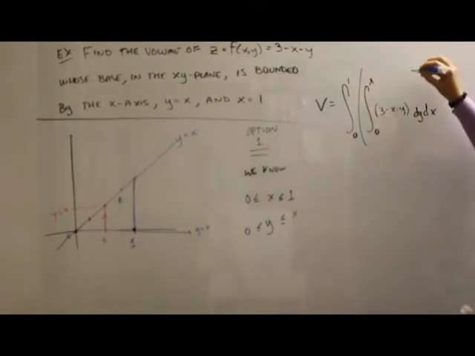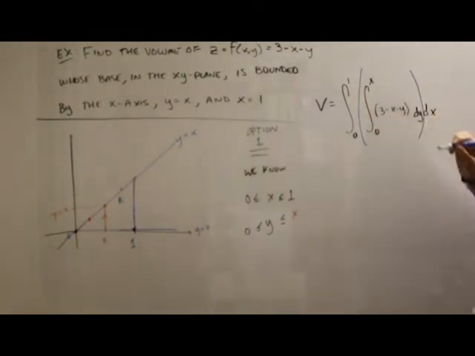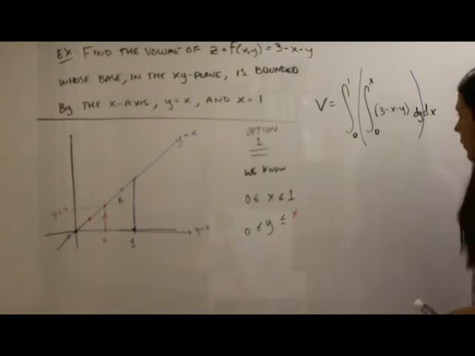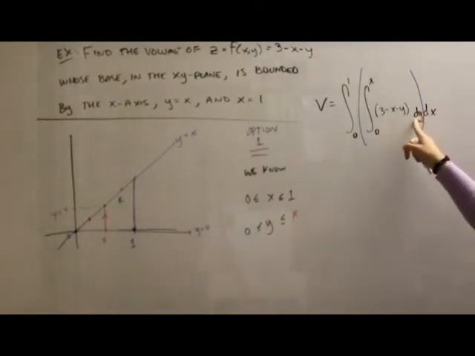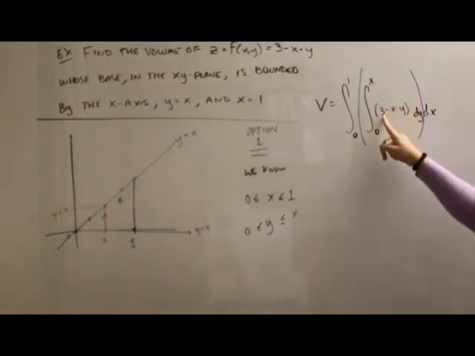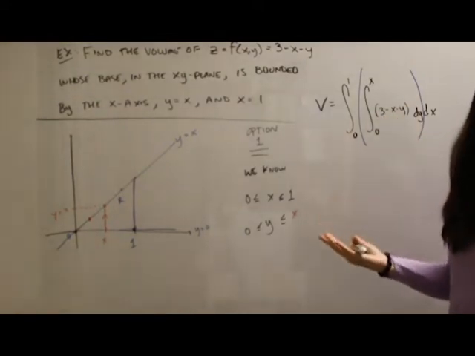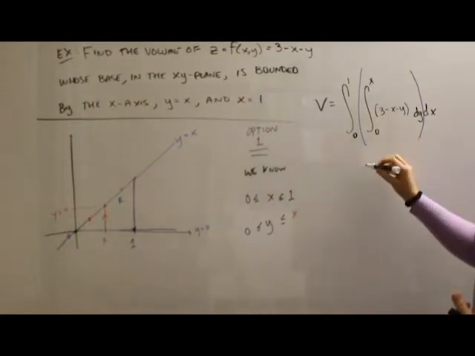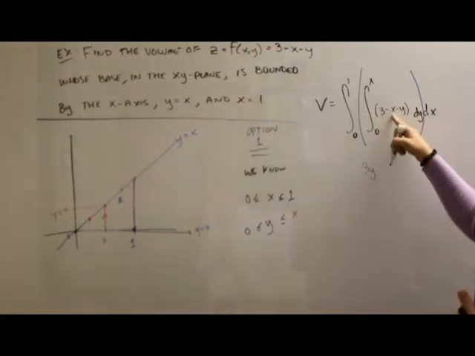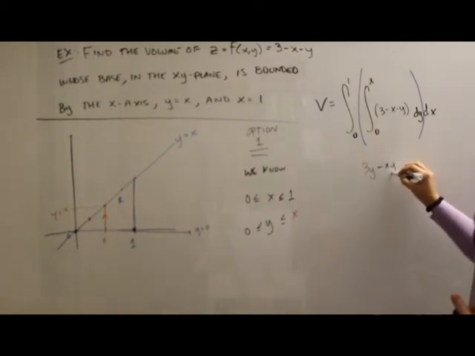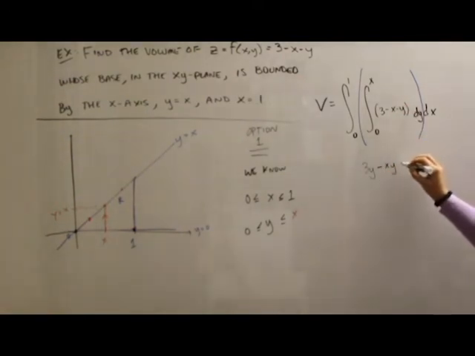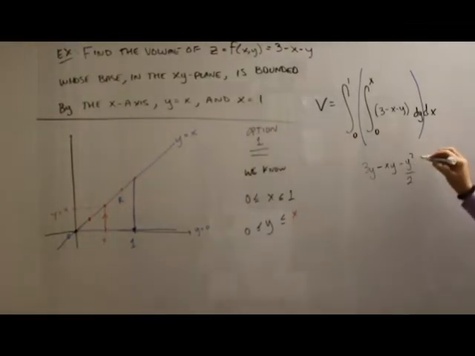So focusing on one integral at a time, starting on the inside. Our inside integral, we're integrating with respect to y. So everything that you have here is just a constant unless it's y. The integral of 3 is 3y. The integral of negative x is negative xy, because this is just a constant. And the integral of negative y is negative y squared over 2. We're evaluating that from y equals 0 to y equals x.